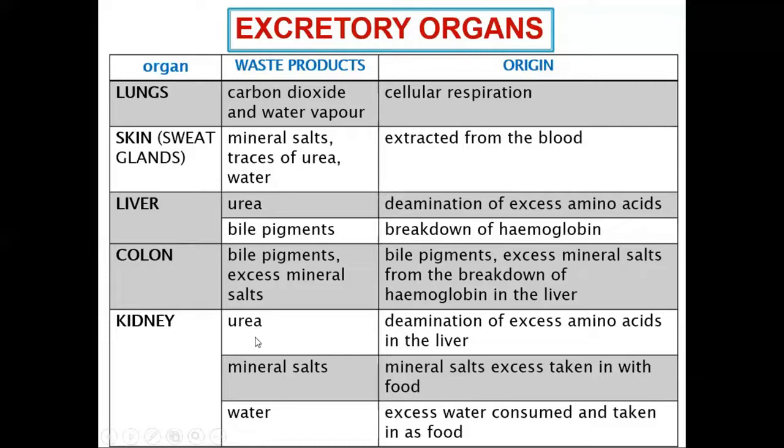Then you have the kidney. The kidney excretes three major things: urea, mineral salts, and water. This makes up the composition of urine. We saw that urea is as a result of the deamination of excess amino acids in the liver, meaning the removal of the amino group from a protein. Then mineral salts: if the body has too much salt, too concentrated, then the excess salts are removed from the body. Then you have excess water: if you have taken a lot of water, the excess of it is removed from the body.